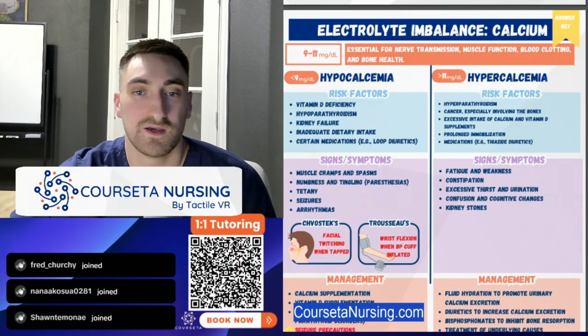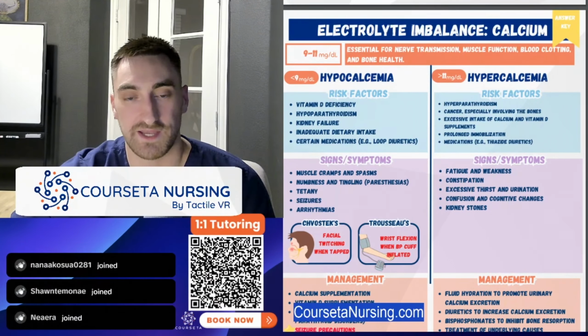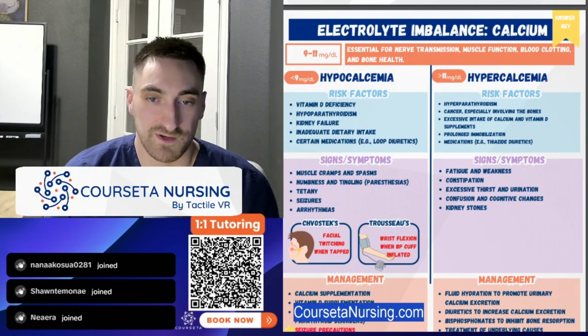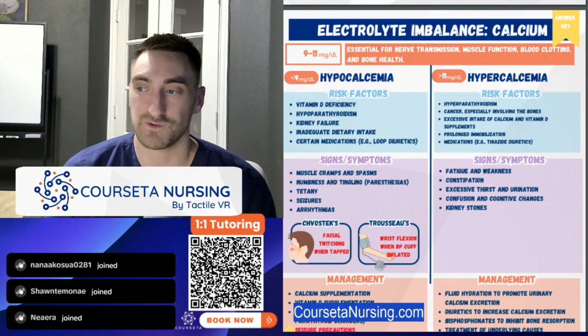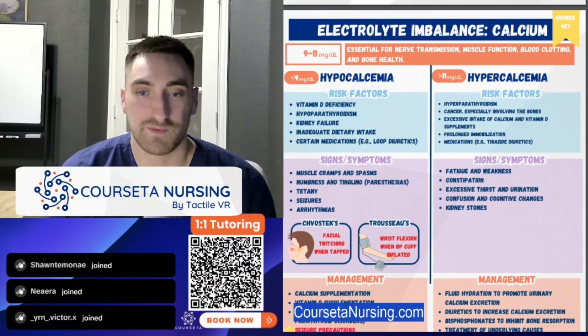And then kidney failure. So kind of the exact opposite of potassium. Kidney failure is a risk factor for hypocalcemia versus a risk factor for hyperkalemia. And then inadequate dietary intake, so nothing too common with that. And then certain medications such as loop diuretics can also cause hypocalcemia because they help spill calcium as well.